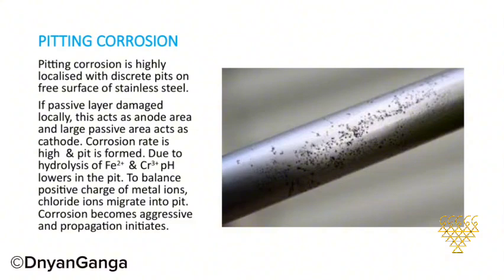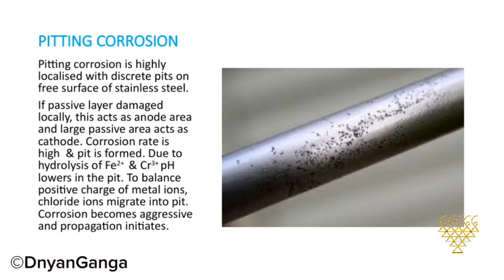Pitting corrosion is a highly localized form of corrosion, which means it occurs in small, discrete pits on the surface of stainless steel. These pits are usually visible as tiny holes or cavities on the metal's surface. When the passive layer that normally protects the steel gets damaged in a specific area, this spot becomes what we call an anode, where corrosion actively takes place. Meanwhile, the rest of the passive layer acts as a cathode, which actually helps to accelerate the corrosion process at that localized site. Because of this, the corrosion rate in that small area becomes quite high, and a pit begins to form. Inside the pit, the chemistry changes.